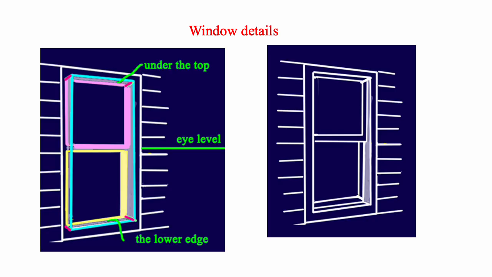Here are some window details to make it look more realistic. Start with the two little rectangles, the pink one and the yellow one, and then put the blue one on top of both of them so that it's above the pink one on top and it's below the yellow one on the bottom. And that puts eye level about in the middle. And for a standing adult looking at a window from the outside, this is about where his eye level would be.